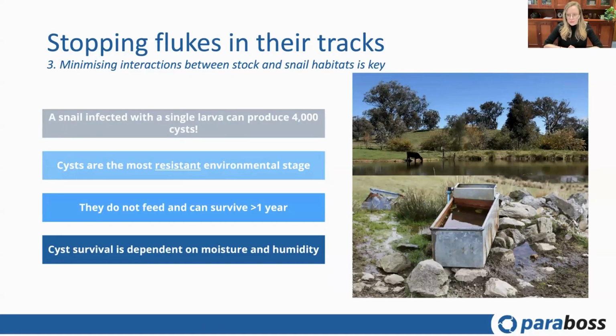It's important that we minimize these interactions, because it doesn't take much for one snail to become infected with one single miracidium and then produce 4,000 of those infectious cysts as a result. So it's really, really key that we try and minimize those interactions while maximizing the efficacy of the drugs we have available to us.